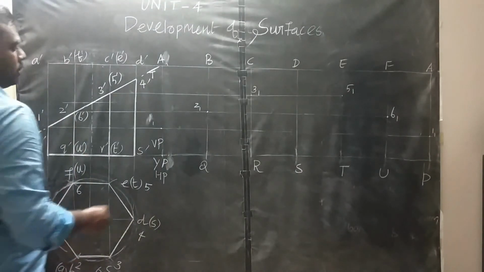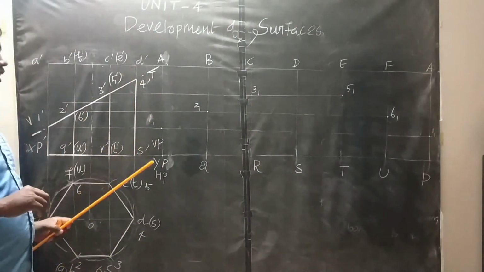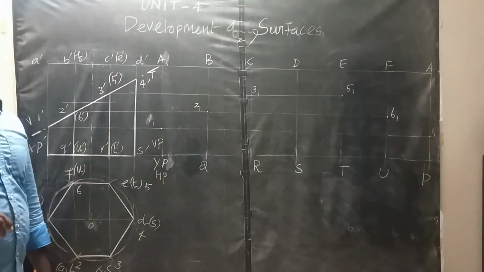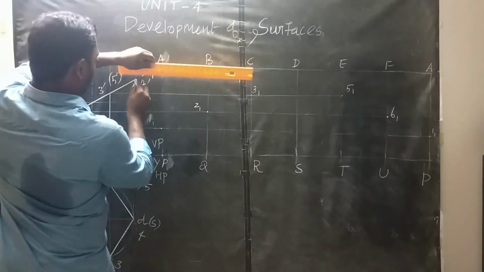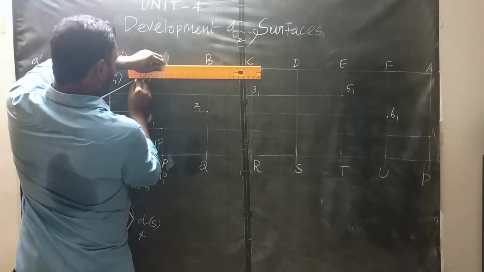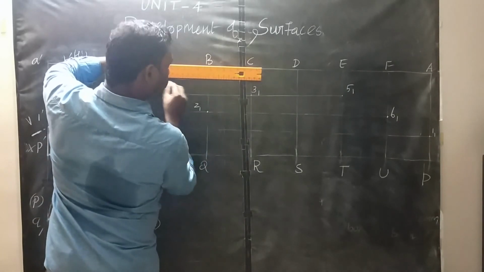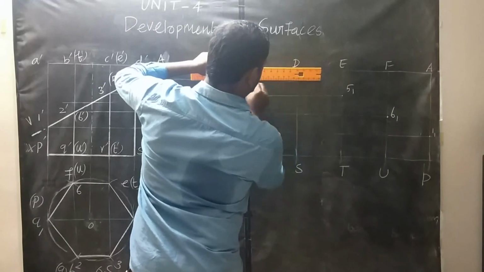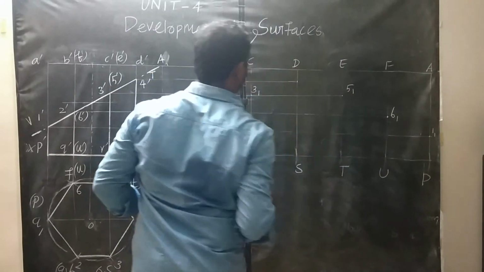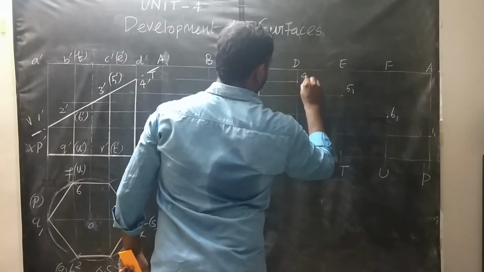Then point number 4 dash. Okay, point 4 dash located on D dash S dash lateral edges. So project this point to the corresponding lateral edge. From 4 dash draw your projection line horizontally up to lateral edge D and S. Up to here. After the coincidence, here make one point. That point is called 4 suffix 1.